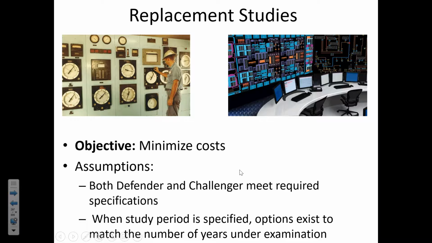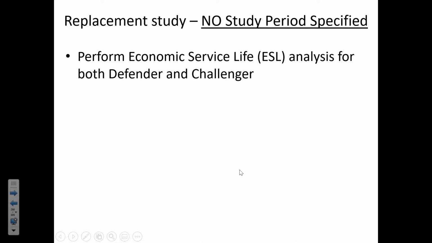But the one time it was okay for us to compare alternatives that had a different useful life was when we had calculated the annual cost of operation. And that's what you're doing in an economic service life analysis, is you're finding out what's the annual worth of the costs. And so it's okay for us to do a comparison between two alternatives, one that lasts 3 years and another that lasts 8 years, for example. It's okay for us to compare those two if no study period is specified.